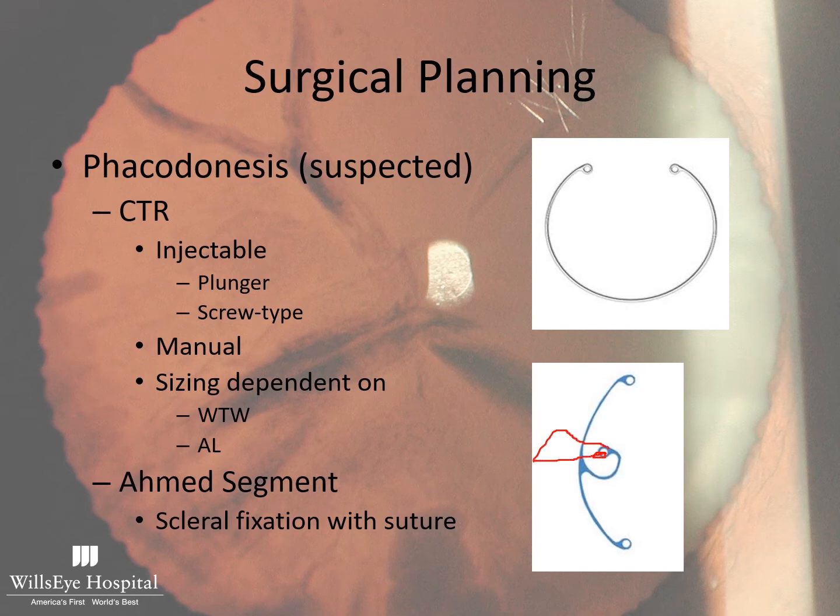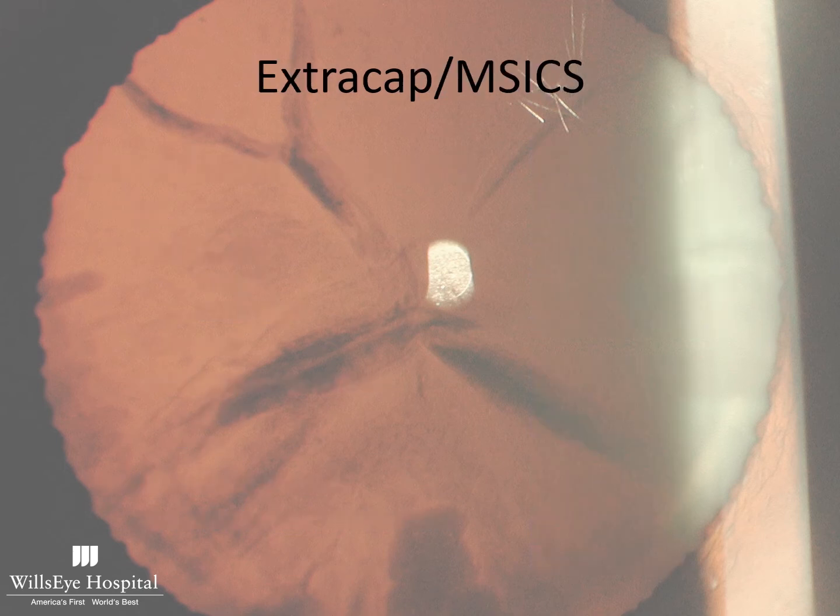CTRs come in different types. You can put it in manually. They're injectable with a screw type. I like a plunger type CTR because I can use a second instrument to stabilize the leading eyelet, and sizing is dependent on the size of the eye. So do you need a larger capsular tension ring for a larger eye? Obviously, if you have a large capsular bag and the ring is too small, you're not doing anything.